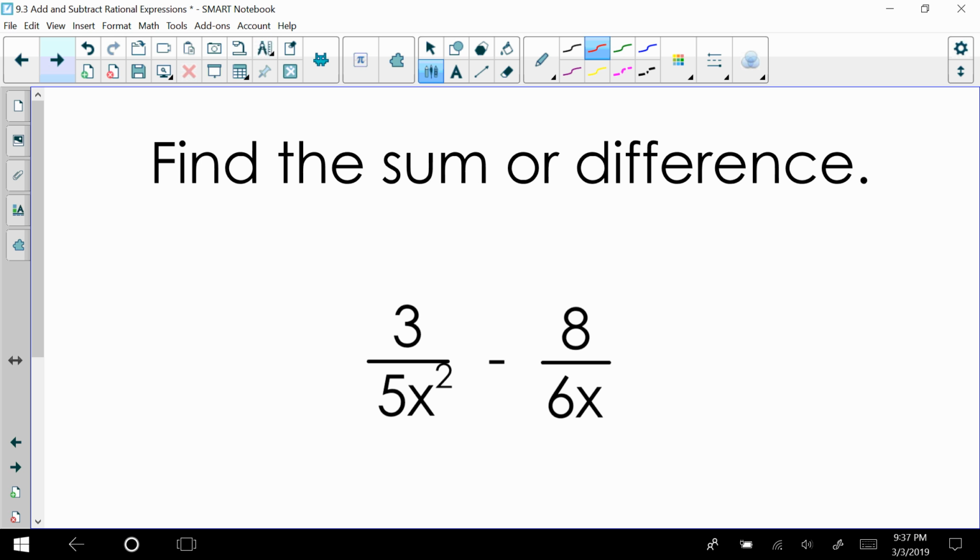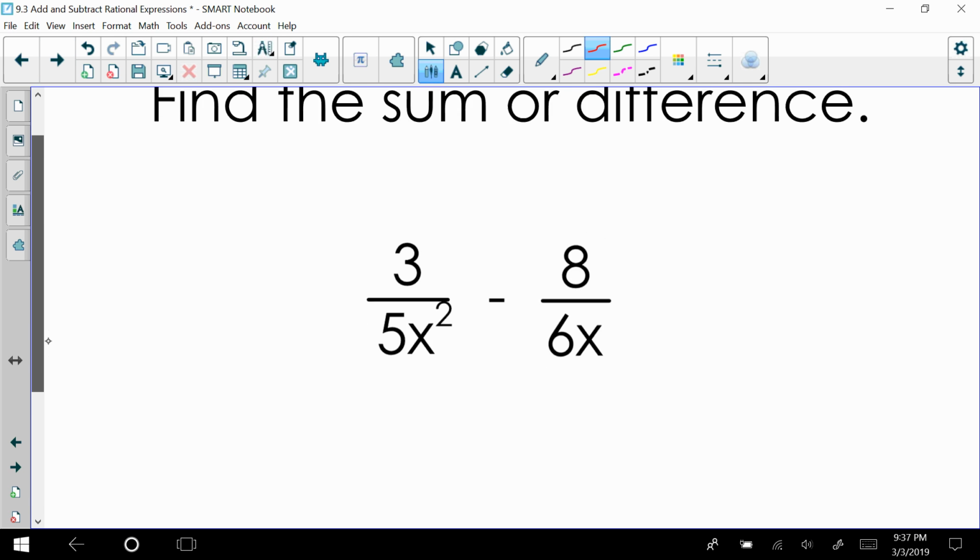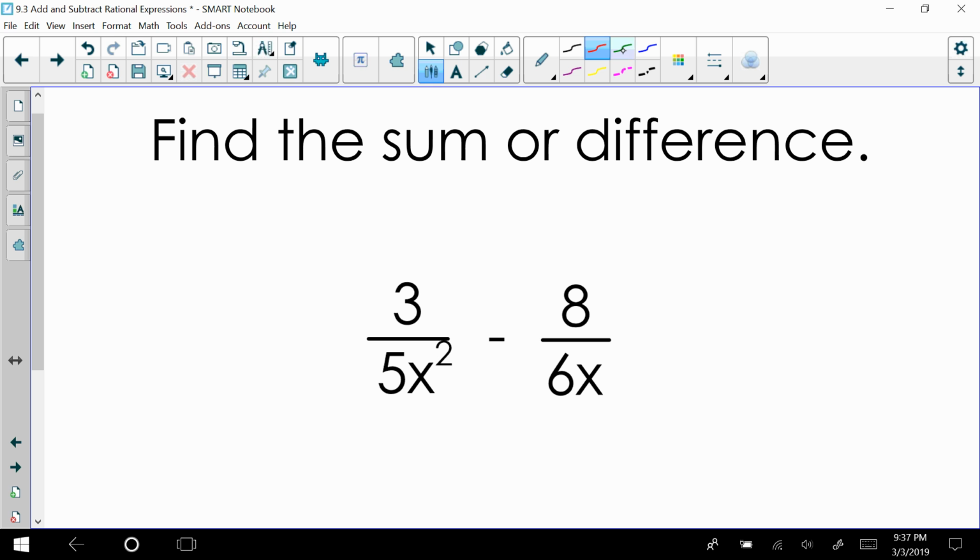Okay, now we're moving on. Here's our first problem. Okay, again, write it down. It says find the sum or the difference. Great. Well, I've got to make common denominators.